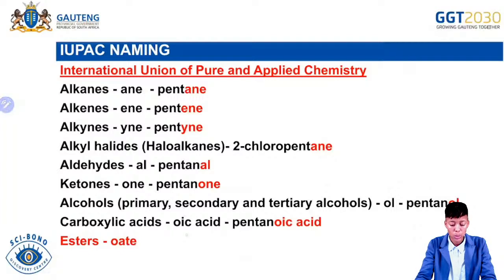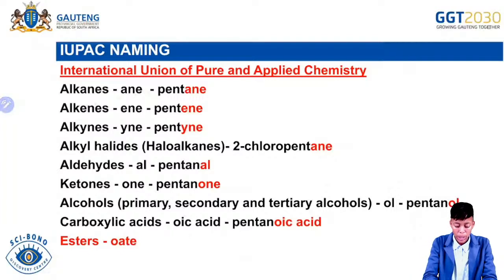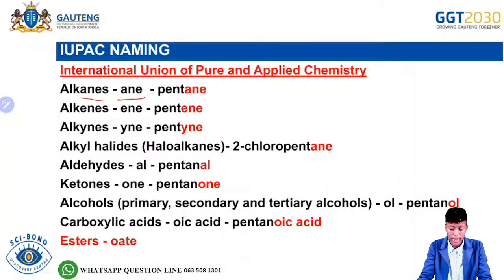This is what you need to know. For the alkanes, remember, alkanes end with what? They end with the "ane". So if you are to name, you need to remember to add the "ane" at the end of whatever name you have there. For the alkenes, you are just going to replace the "ane" with the "ene". And for alkynes, if it was an alkane, it ends with "ane", but if it's an alkyne, you are just going to replace the "ane" with the "yne".